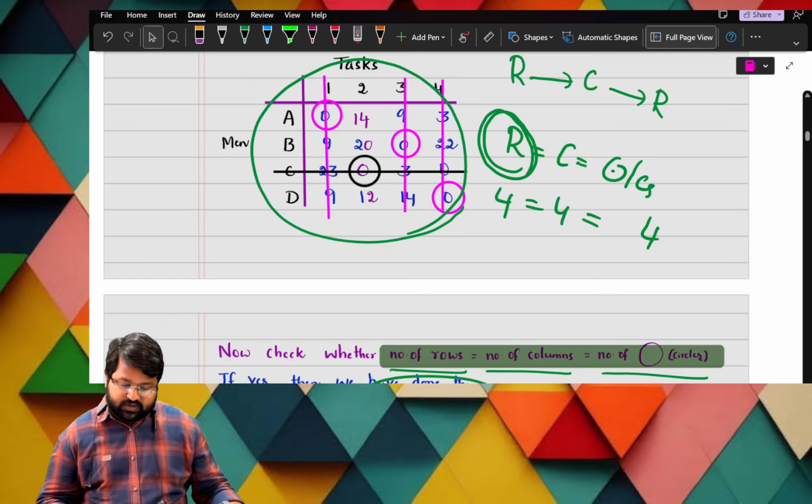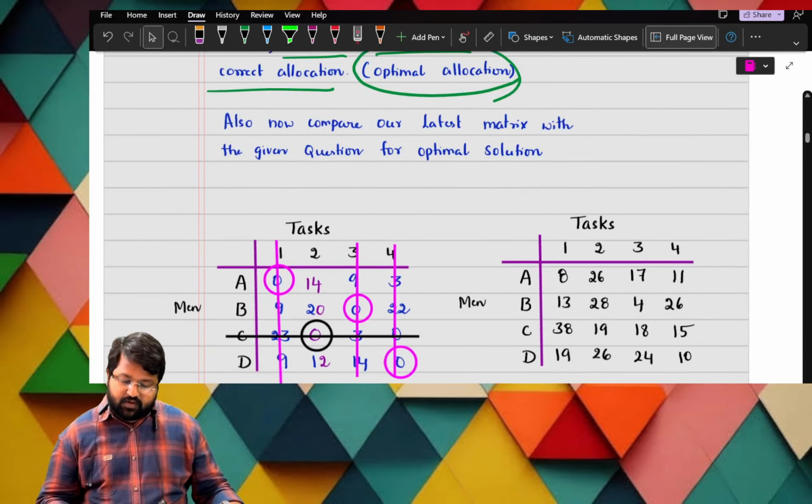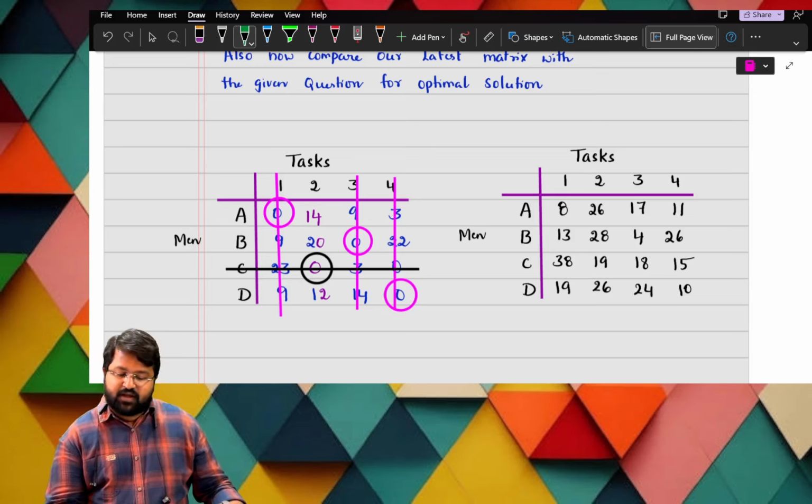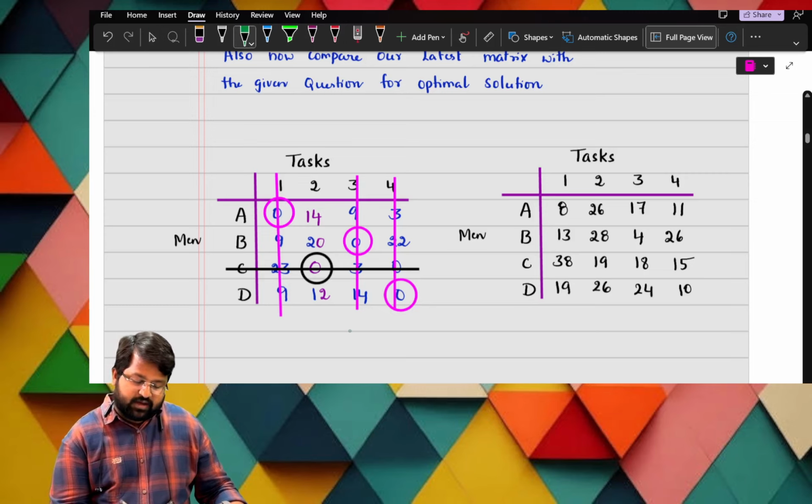Okay, now let us see. This is the matrix we got, and I compared it with the question. For A, what was the task we gave? One. So I will mark one here.